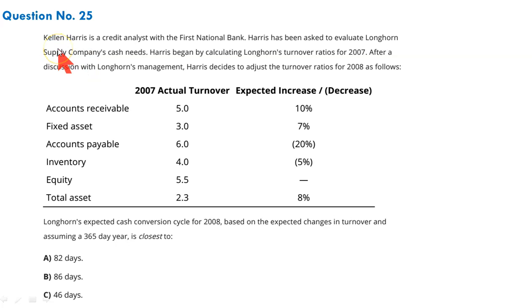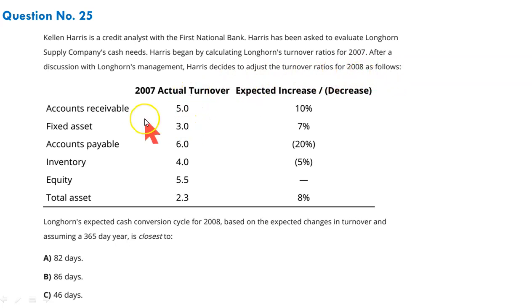This one needs certain twists and turns. Callan Harris is a credit analyst with the First National Bank. Harris has been asked to evaluate Longhorn Supply Company's cash needs. Of course, cash needs. We are studying ratio analysis. Harris began by calculating Longhorn's turnover ratio for 2007. After discussion with Longhorn's management, Harris decided to adjust the turnover ratio for 2008 as follows.